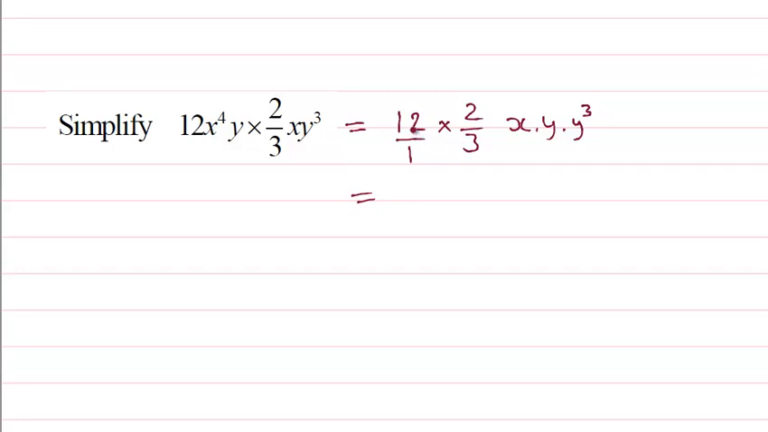So one method, we multiply the top numbers, then divide by 3, or we can just simply divide top and bottom by 3. How many 3's go into 3? 1. 3 into 12 is 4. So now we have 4 times 2, which is 8. Then we have x, then times y. We don't write it, but it's actually y to the power 1 here. So then we will have 1 plus 3, which is y to the power 4. And this is our answer.